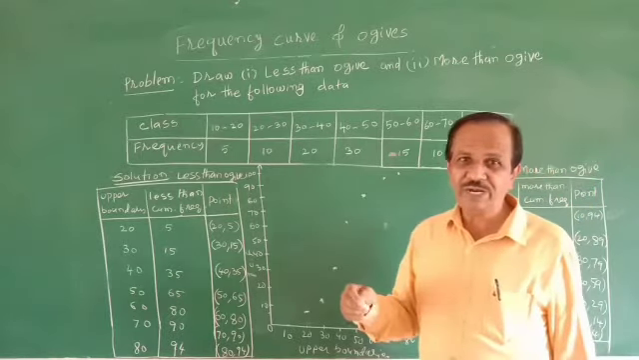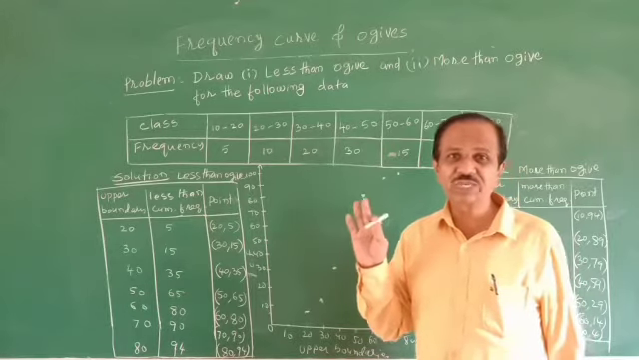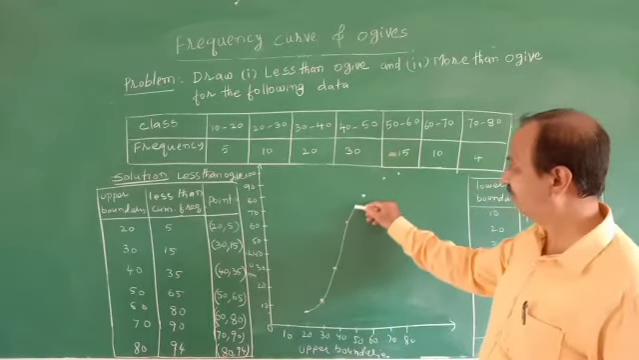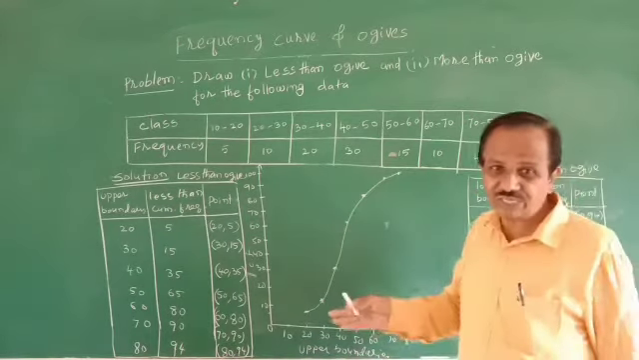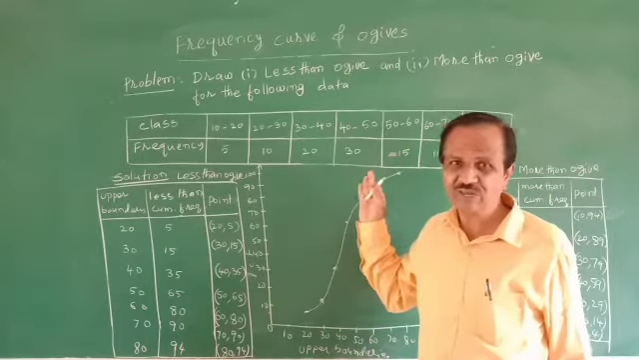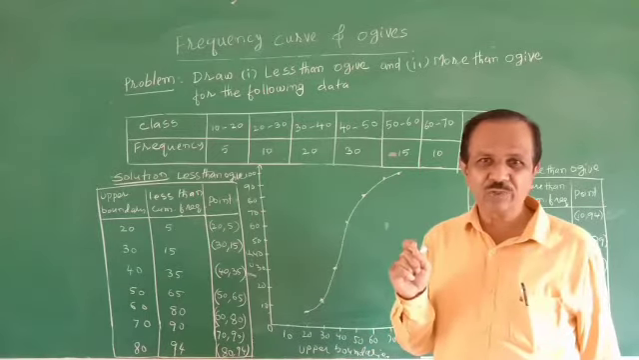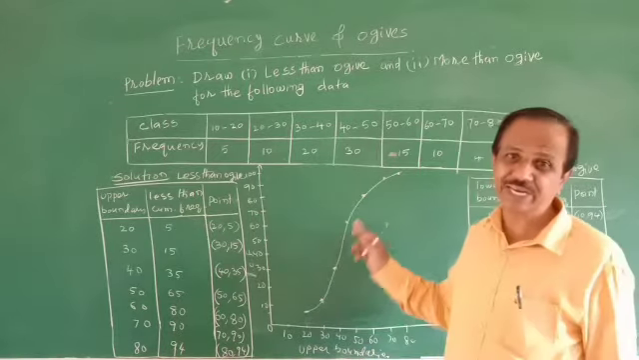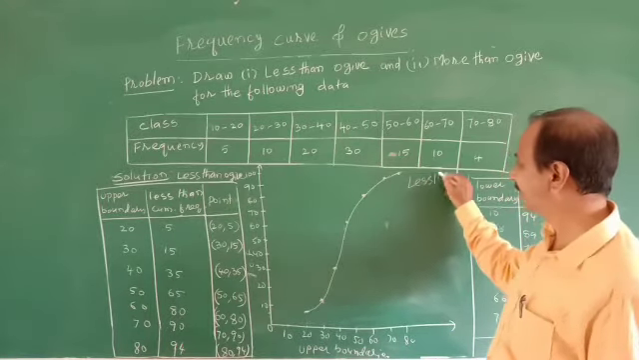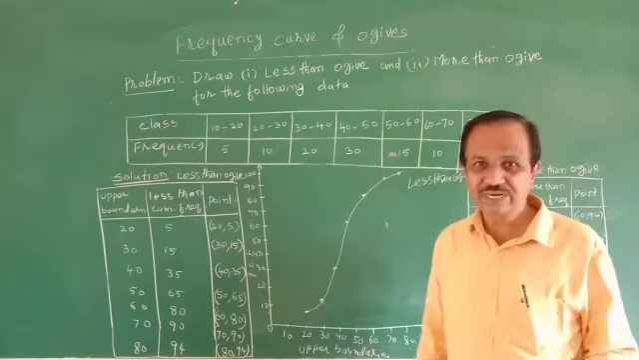Now join these points not with the help of a scale but with your hand, so that it looks like a curve. I will start. This is the way you want to draw. So this is the curve. This is an increasing curve, because whatever data you select, the less than cumulative curve must be an increasing curve only. So this is known as the less than ogive, or less than cumulative frequency curve. Okay, that is the first one.